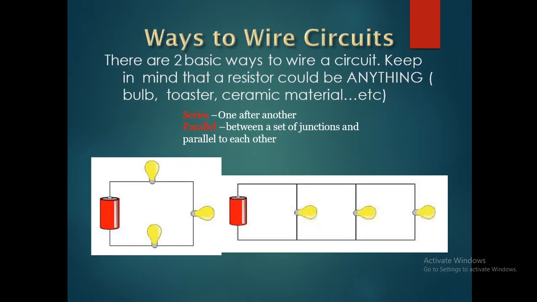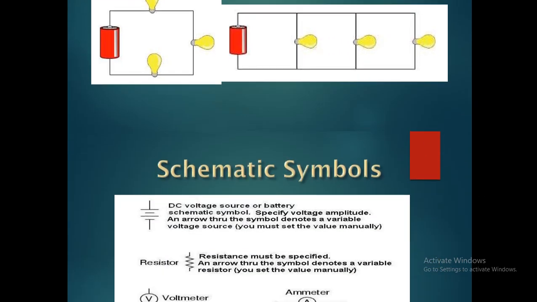These are some ways to wire circuits, as we saw earlier at the start. When the connection is in series, we connect bulbs one after another. When we connect like this, it is a series connection. If between a set of junctions the bulbs are parallel to each other, when we connect like this we can call it a parallel connection. Here in the series case the current is the same, and in the parallel case the voltage is the same. Please remember these 2 points.